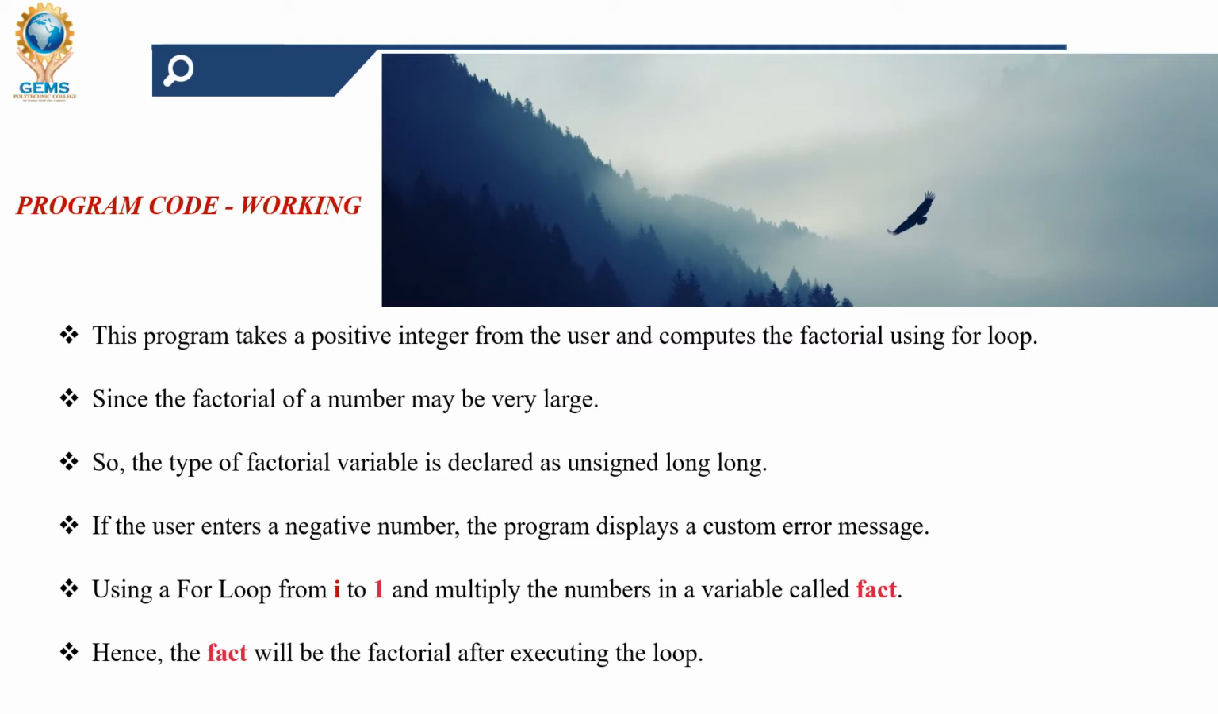So we are using a for loop to find the factorial of any positive number. Since the factorial number may be very large, I used the variable data type unsigned long, because the factorial of any number may be very large; for that I use unsigned long. This is our data type. If the user enters a negative number, the program will display that the factorial of a negative number does not exist. That is the error message we will get.